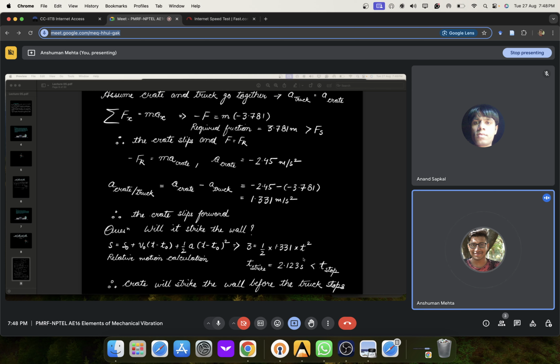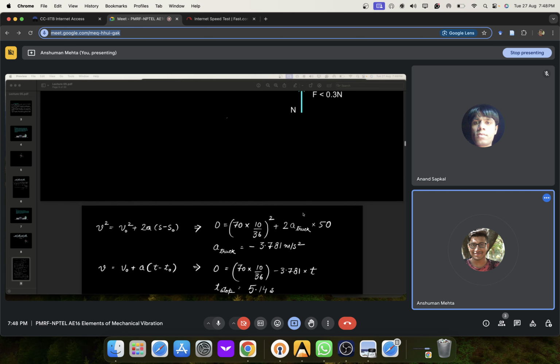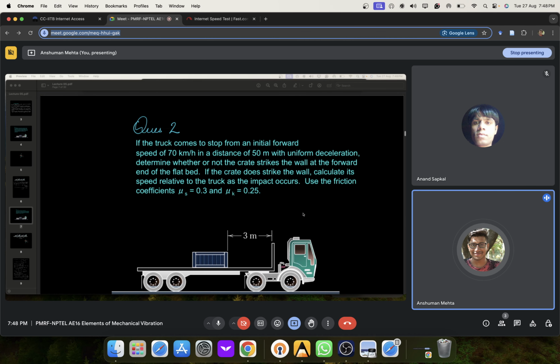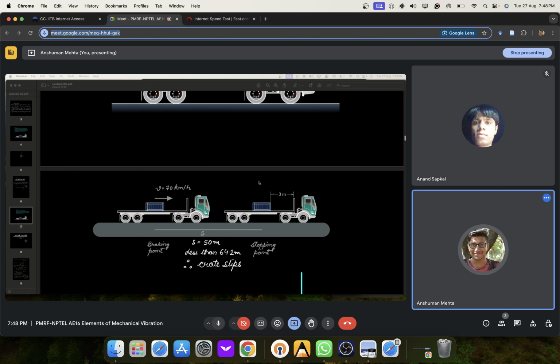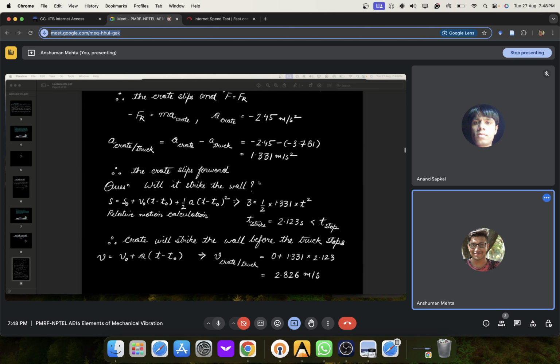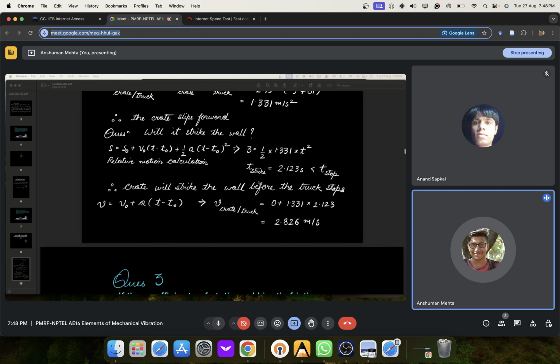Now, did you find everything? Calculate speed related to the truck as the impact occurs. So we still have to find one thing, which is relative speed. So let me create some space around here. We still need to find the relative velocity.